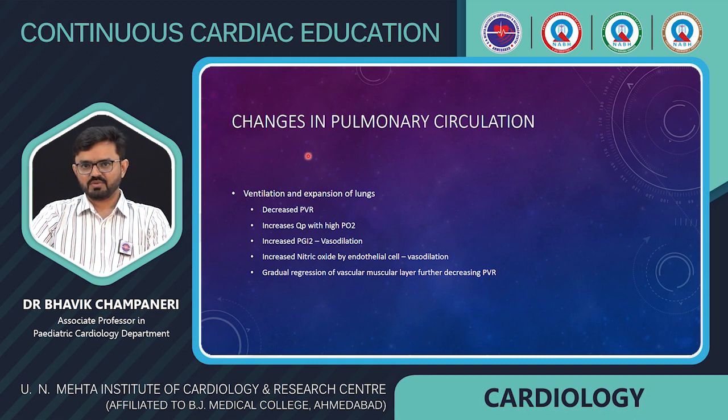So what changes occur in pulmonary circulation? At the first breath of the baby, there is expansion of the lungs, so the pulmonary vascular resistance decreases drastically. There is increased pulmonary blood flow with high PO2, which leads to prostacyclin secretion, which causes further vasodilatation. There is increased circulating nitric oxide from endothelial cells, which further causes vasodilatation of the pulmonary vasculature, and this leads to gradual regression of the muscular layer of pulmonary arteries, which further decreases pulmonary vascular resistance by around 1 to 1.5 months of age.